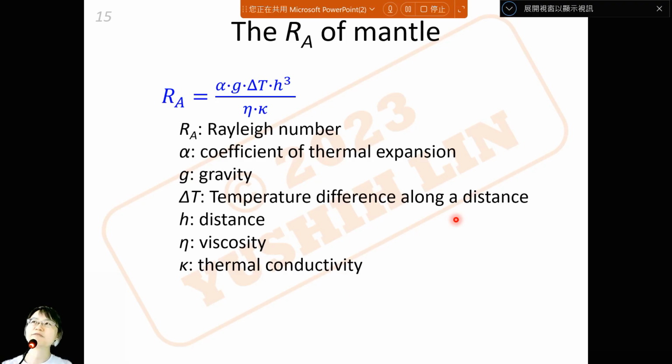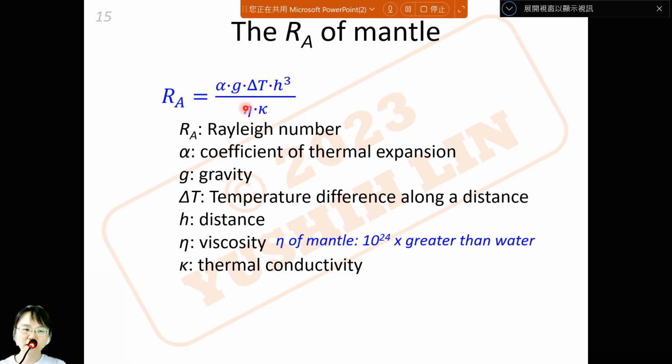Rayleigh number is used in fluid dynamics and is dependent on several parameters. The most important part, the first one is delta T, the temperature difference along a distance. In our case, you need to know the temperature difference between the core mantle boundary and the crust mantle boundary and the distance here. This is the thickness of mantle. The higher the temperature difference and the larger the distance, the higher the Ra value will be. However, Ra is inversely proportional to viscosity. The more viscous the material is, the lower the Ra value is.